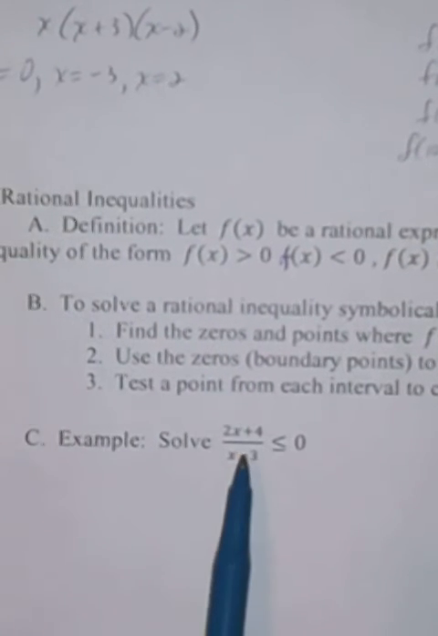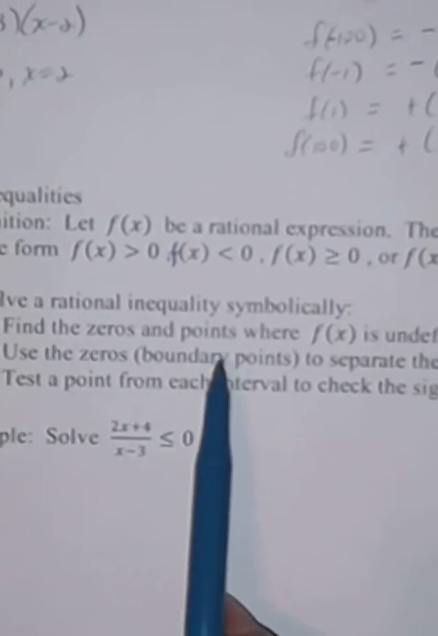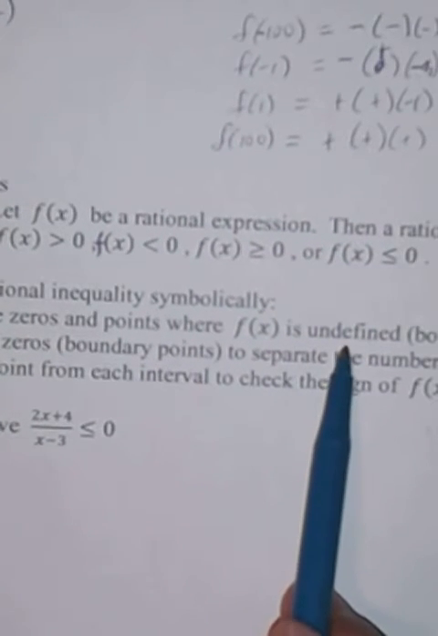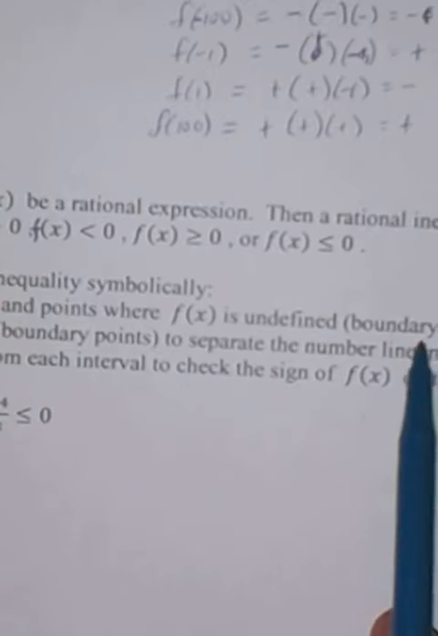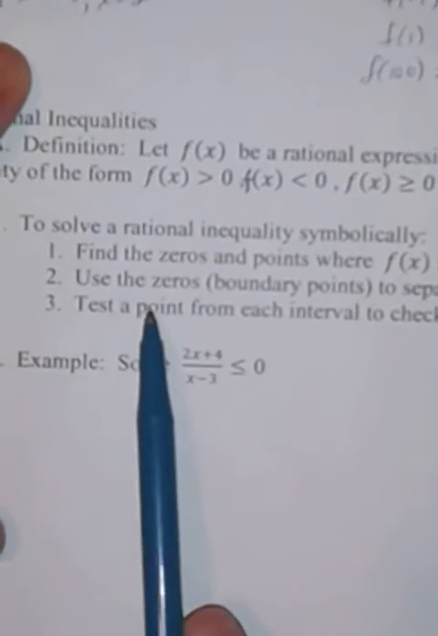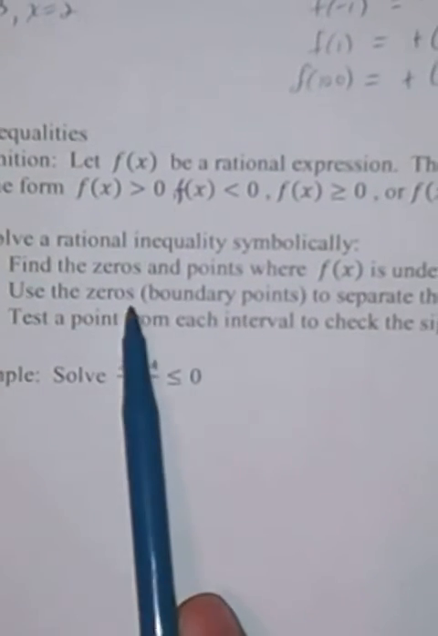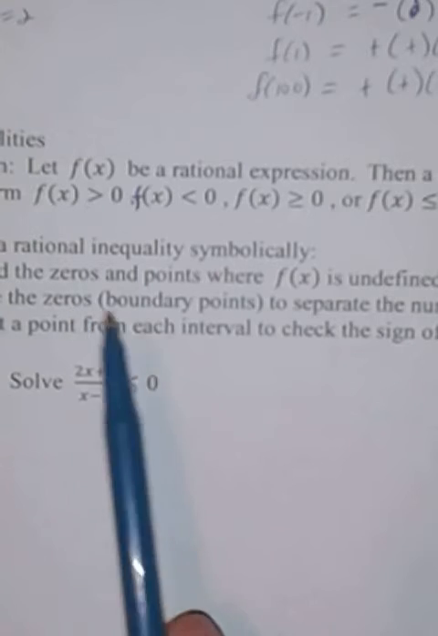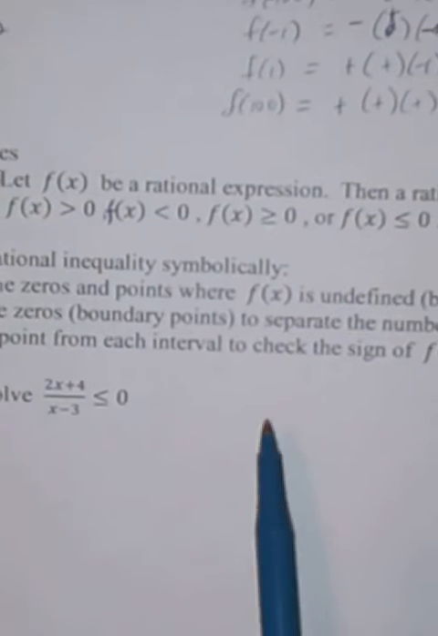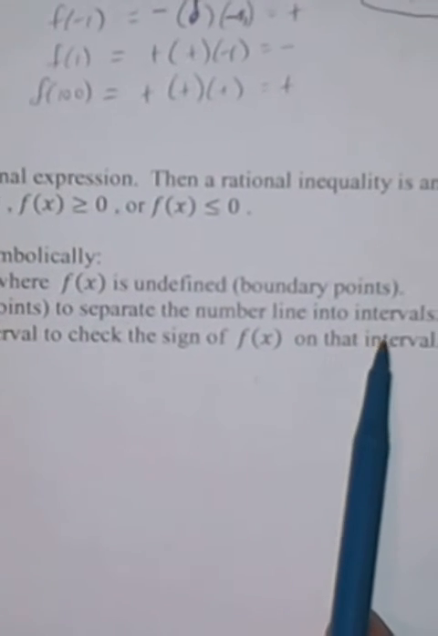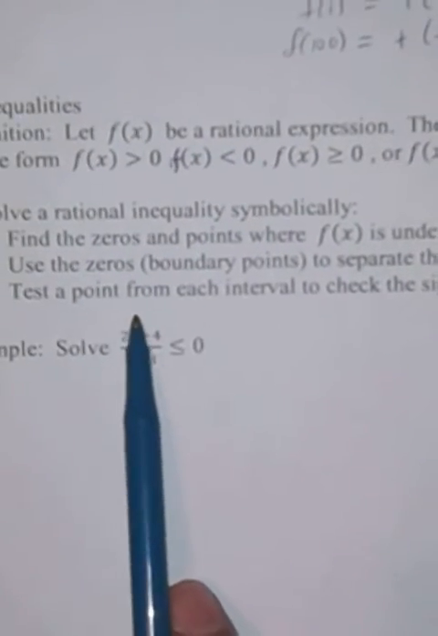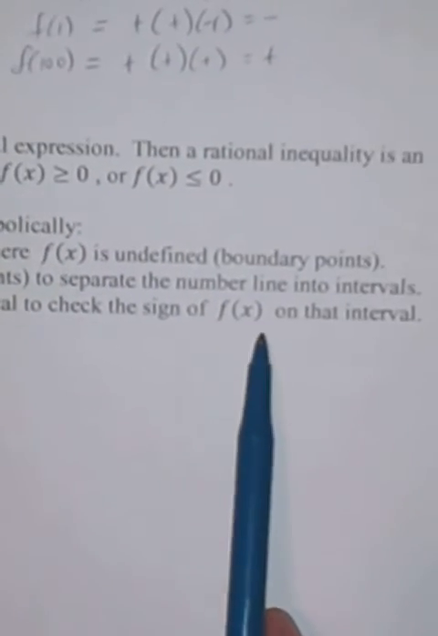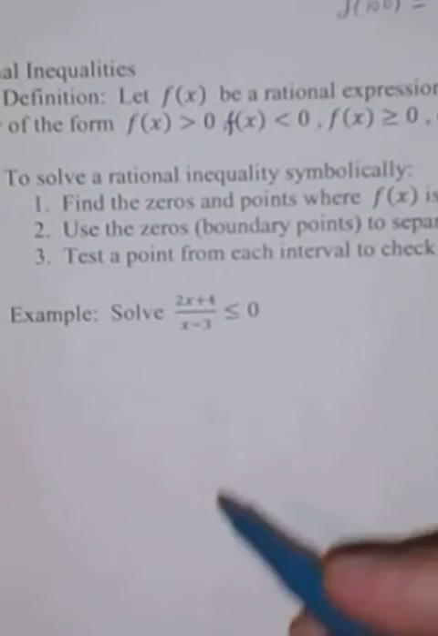All right. To solve, we find the zeros and the points where f of x is undefined. And we're going to call those our boundary points. Maybe we should just say use the boundary points to separate the number line into intervals. And then finally test a point from each interval to check the sign of f of x on that interval. Sounds like the same as the other one.